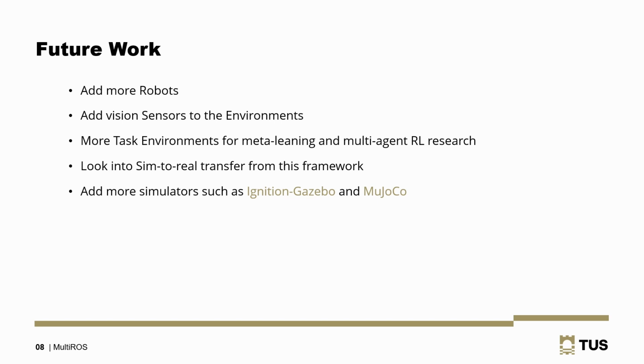As for the ongoing and future activities of MultiROS, we will introduce additional robots and visual sensors to extend task environments for meta-learning and multi-agent RL research. Another future direction is to enhance MultiROS to support real robots, evaluate the sim-to-real transfer from the framework, and switch between real and simulated robots for sampling experience. Lastly, we want to explore the possibility of adding support for next-generation Ignition Gazebo and other simulators. Please refer to the GitHub page for the complete documentation and more information on the available task environments.